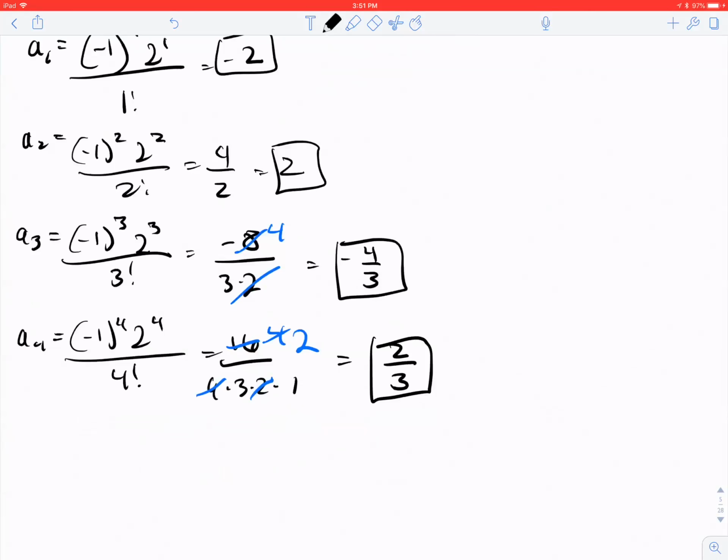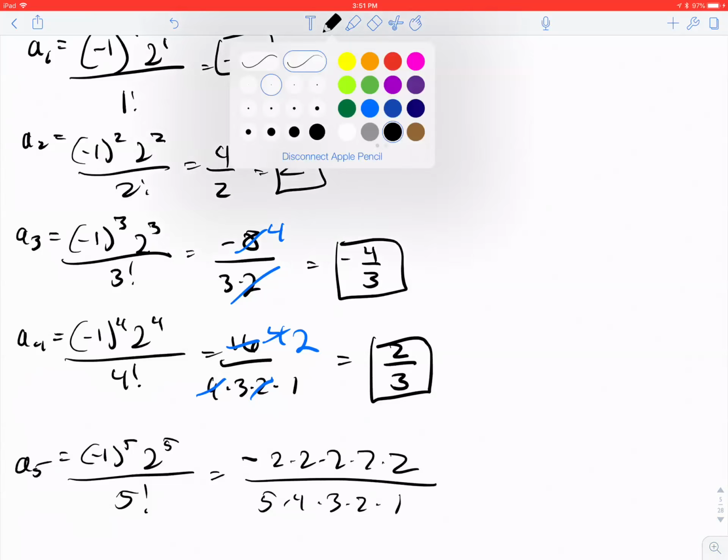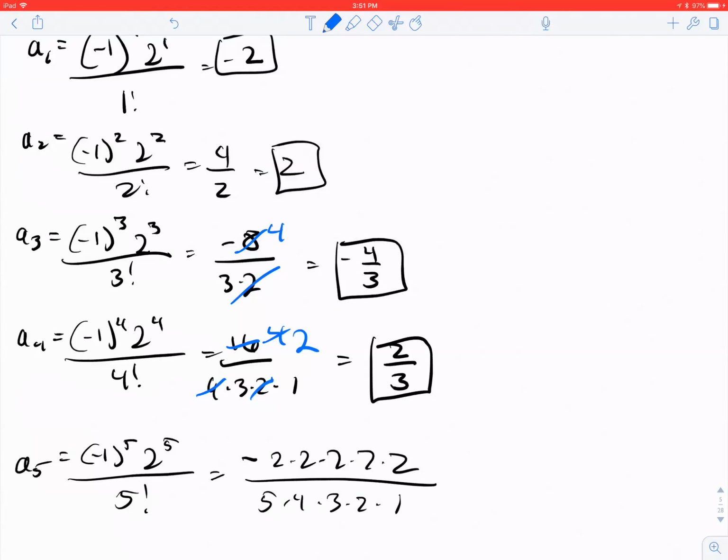And the last one, A5, negative 1 to the 5th, 2 to the 5th over 5 factorial. So we know it's going to be negative, and we have 5 2's, 1, 2, 3, 4, 5. The bottom is 5 times 4 times 3 times 2 times 1. Now watch. So I did a little different here, so you can see how we cancel instead of getting the big numbers, right? So the 4 is going to cancel 2 of the 2's. This 2 is going to cancel this. That's everything that's going to cancel. So now, if we write what's left over, we have negative 4 over 15.